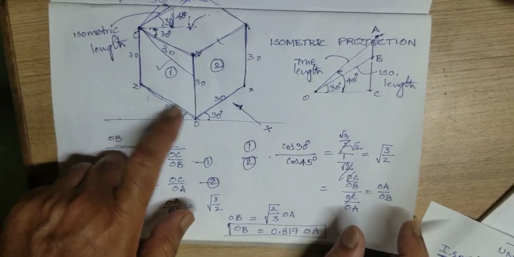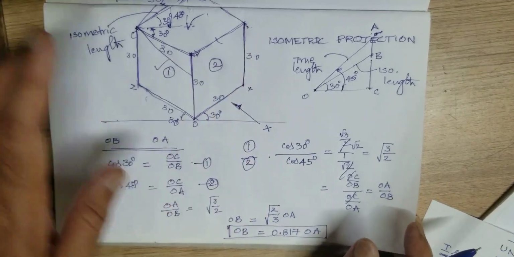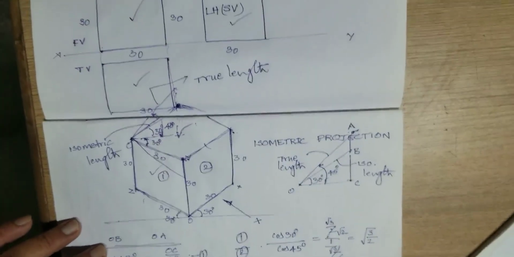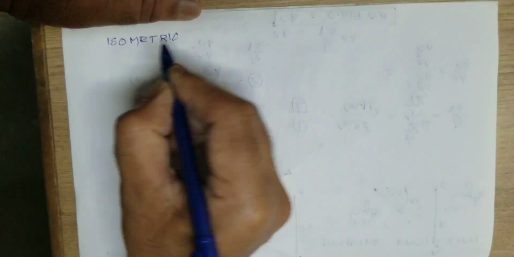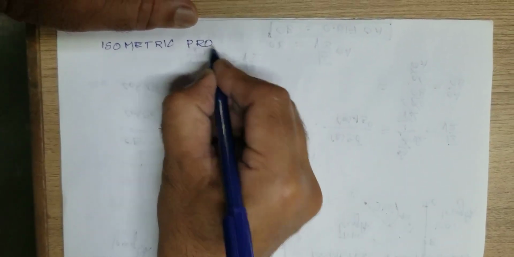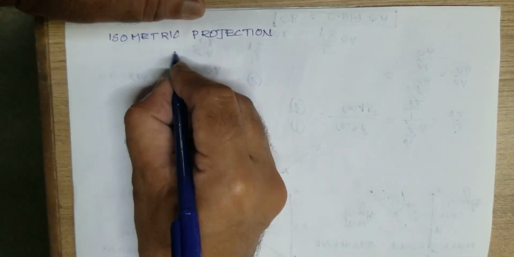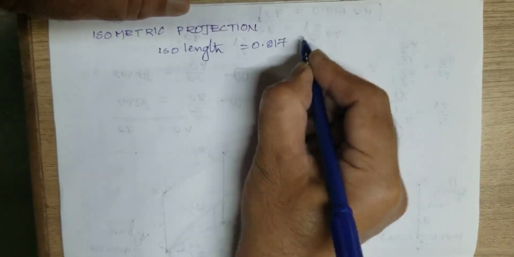But of course, just observe it, I have not taken this. Actually, we have to take like this. So when we take this and when we take these angles, this kind of projection is called isometric projection. So here what I would like to tell is two things. One is isometric projection, where the iso length is equivalent to 0.817 times the true length.